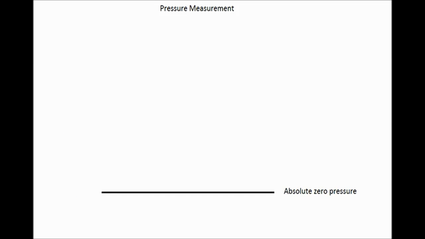When talking about pressure measurement, there are different scales as well as different units of measurement. We will be looking at both. One scale is the absolute zero, which is a near perfect vacuum. The System International unit for absolute zero pressure is 0 pascal. Remember, 1 pascal is equal to 1 Newton per meter squared.